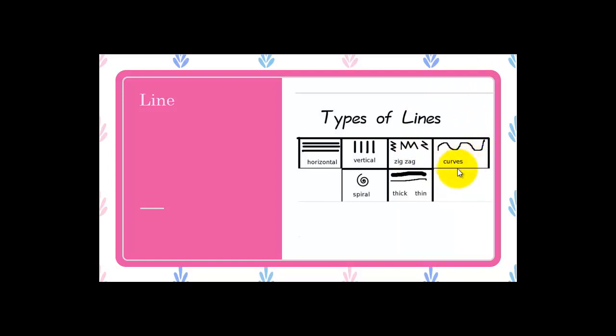Curved lines represent motion, they represent sensuality, comfort, and sometimes familiarity, just like ocean waves and air. Thick lines represent boldness, and thin lines represent sleekness or professionalism. Spiral lines are mostly used for spiritual and religious representations. They can also be used to represent nature.